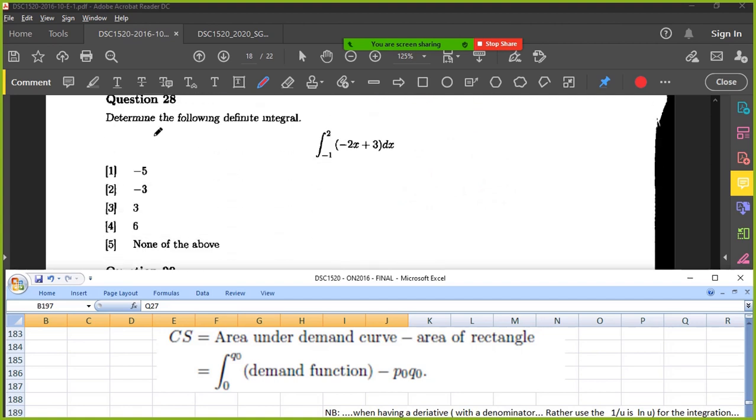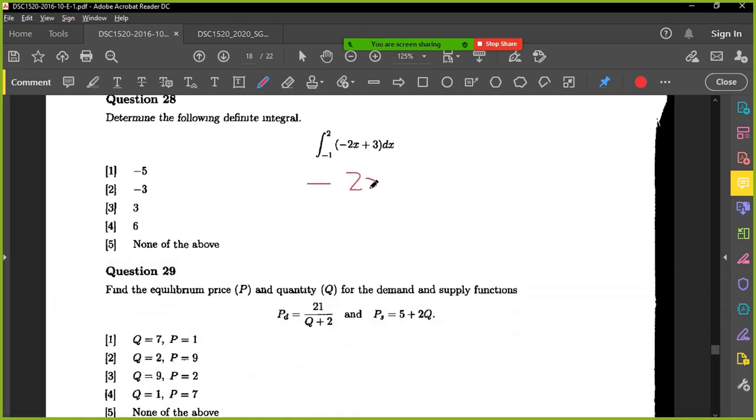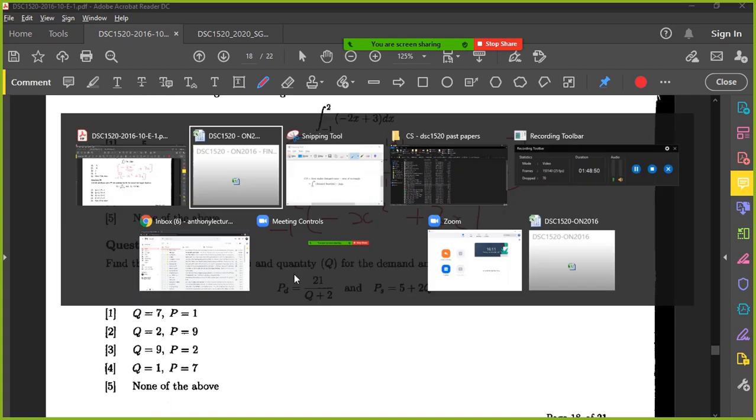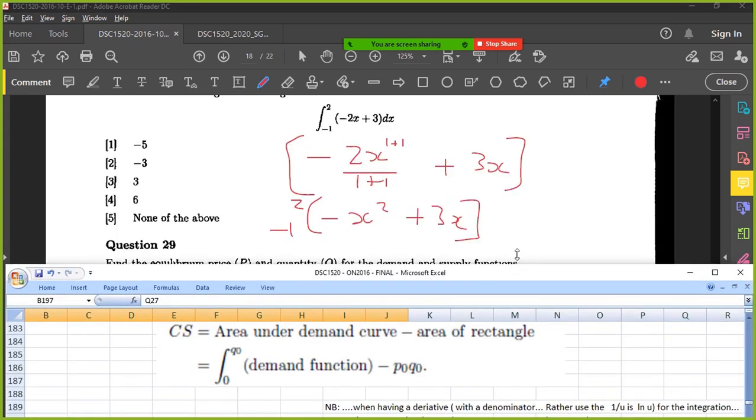Question 28 was looking at a definite integral. When it's a definite integral, obviously you need to apply the integration first. So you'll have minus 2x plus 1 over 1 plus 1, and you'll have the plus 3x. Then you're looking at the definite integral, so this is x squared minus x squared plus 3x. Then you're plugging in minus 1 to 2, the 2 minus the 1. Do you agree? Yep.